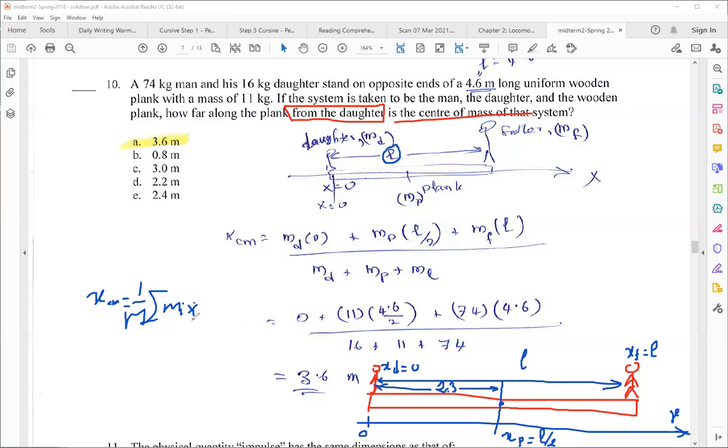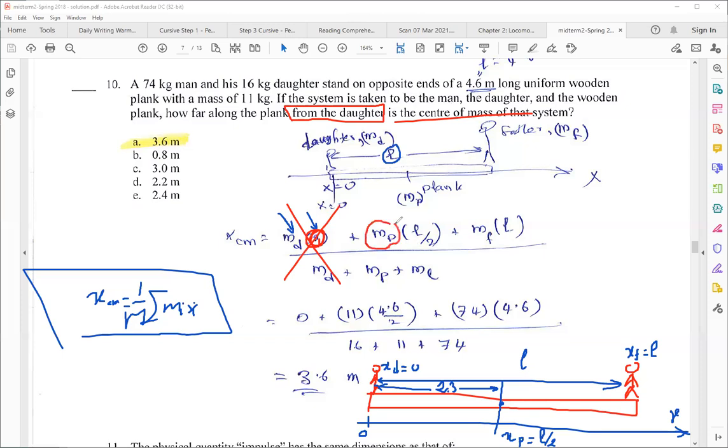Now let's check that. I'll apply the formula for x center of mass. It's mass daughter times x daughter. Now x daughter is 0. I'll use red to highlight it. So that means you're crossing this term. And then mass wooden plank multiplied by L over 2. Remember, the center of mass for the plank is half the length. And then mass father times x father, and he is at a distance L from the daughter, which corresponds to the length of the plank, and then you divide by the total mass.